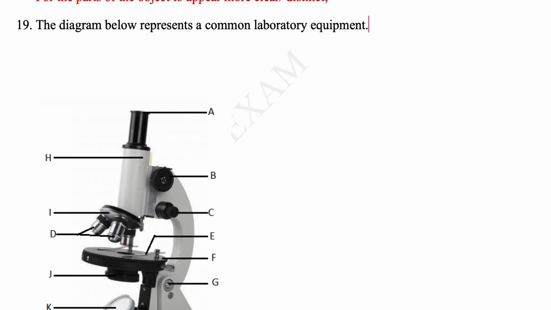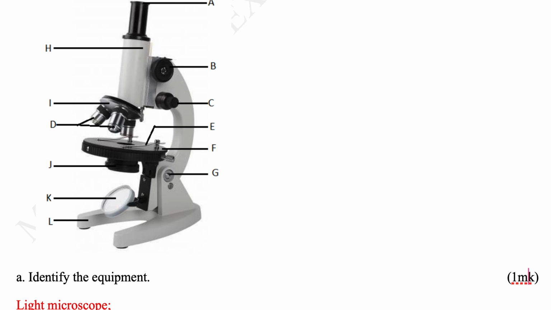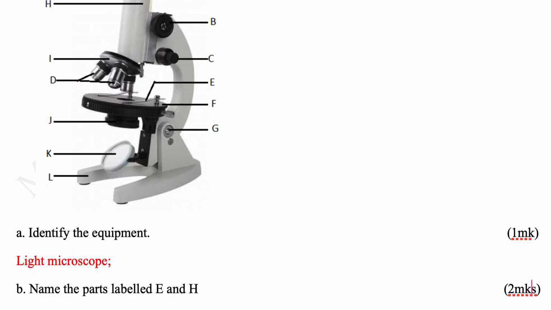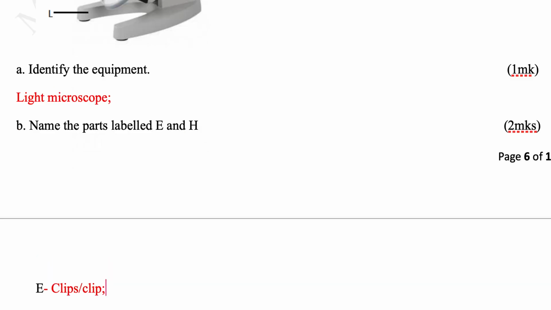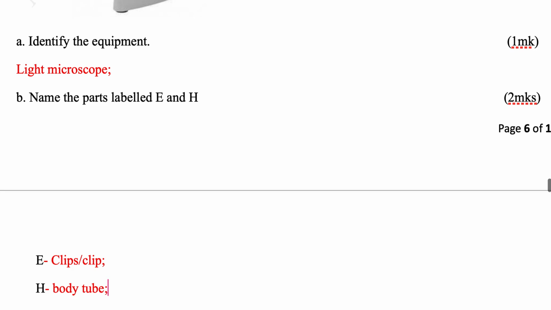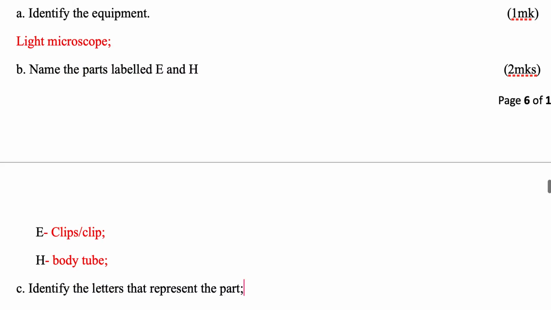Question 19. The diagram below represents a common laboratory equipment. Identify the equipment: it is a light microscope. Name the parts labeled E and H. E is the clip or clips, and H is the body tube.